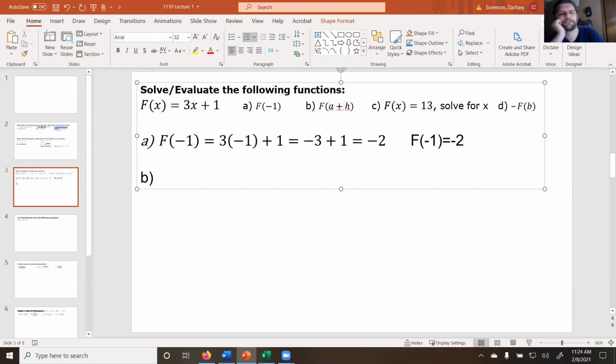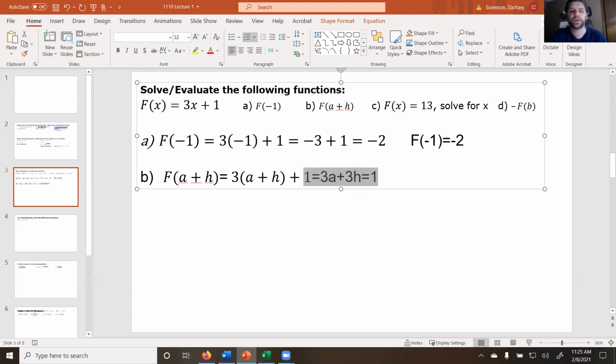You'd still just plug it into the equation, no? Yeah, exactly right. It's going to feel a little bit weird because we're used to dealing with numbers, but when we're dealing with function notation, if we have something inside of this parentheses, all that's telling me to do is pull down that function, take that 3x plus 1, and replace that x with a plus h, whatever is inside this parentheses. And then again, I have to do a little bit of simplification. In this case, I would distribute the 3 to both terms and get 3a plus 3h plus 1.